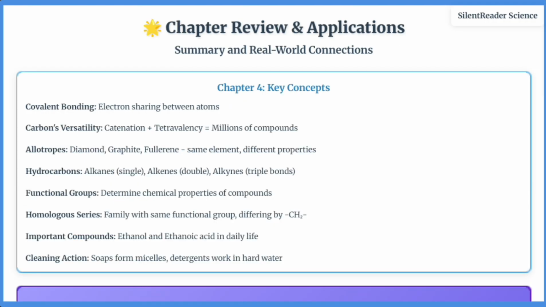Let's review the key concepts from this chapter. Carbon forms covalent bonds by sharing electrons, overcoming its need to gain or lose 4 electrons. Allotropes like diamond, graphite, and fullerene show how different structures of the same element yield different properties. Carbon's versatility comes from catenation and tetravalency, allowing millions of compounds. Functional groups determine chemical behavior, while homologous series show patterns in properties.